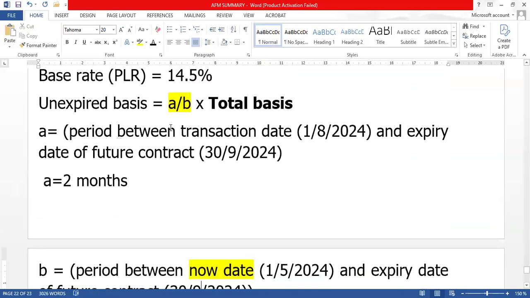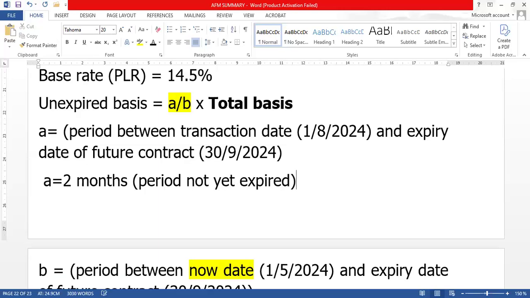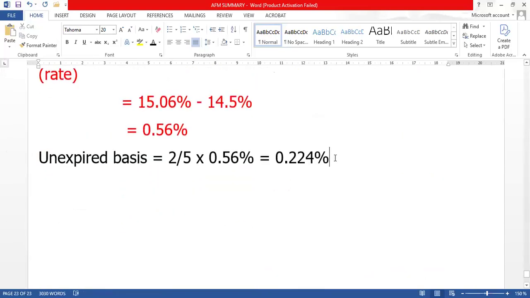So A, always know that A is basically the period that has not yet expired. Unexpired, this is the period not yet expired. The period that is not yet expired is the period between the transaction date and the date on which your contract will expire.